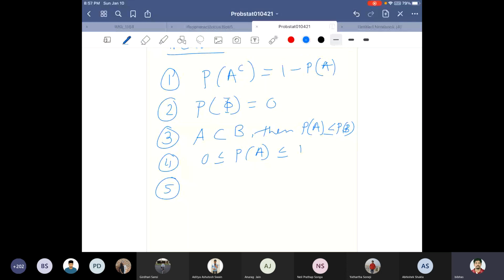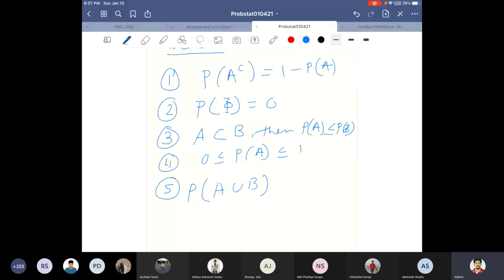Anyway, if you have any two subsets, A union B, suppose A and B are any two events, and if they are disjoint, then we know that the probability of this event A union B is nothing but probability of A plus probability of B. This is due to the postulate 3.